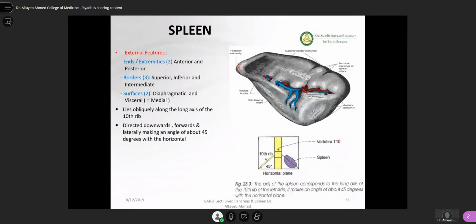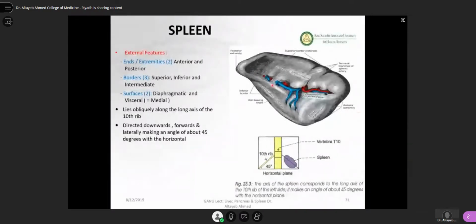Externally, it has an upper end, or posterior, and an anterior end. As you see, the anterior is wider than the posterior. It has an anterior border, a medial border, and a posterior border. It has two surfaces, a diaphragmatic surface and a visceral surface. It is directed downward, forward, and laterally at about 45 degrees. It runs parallel to the 10th rib.